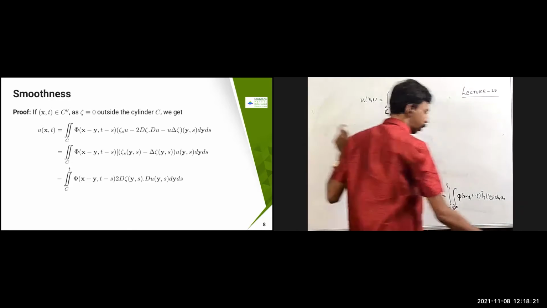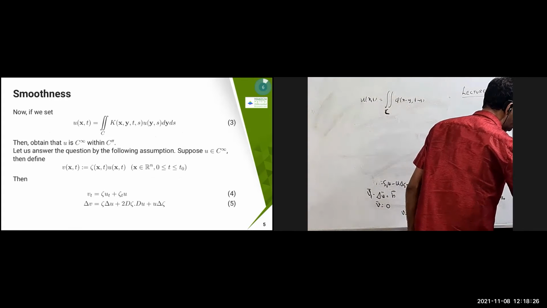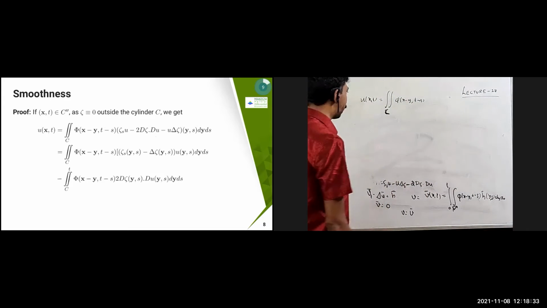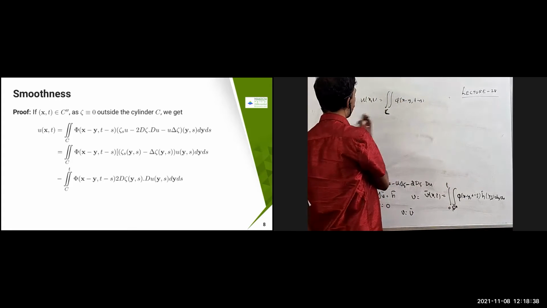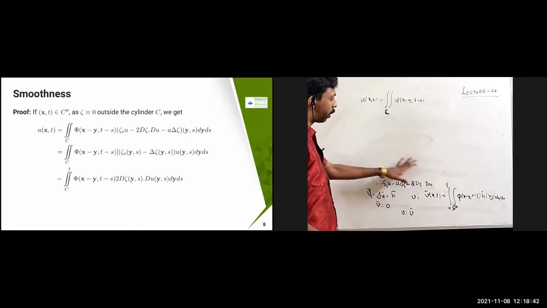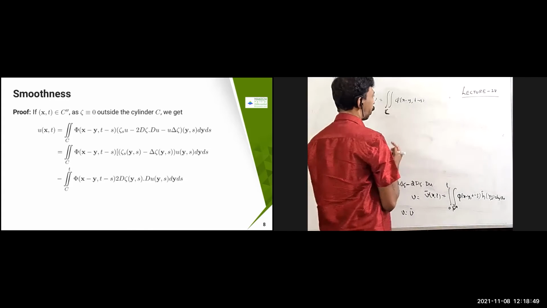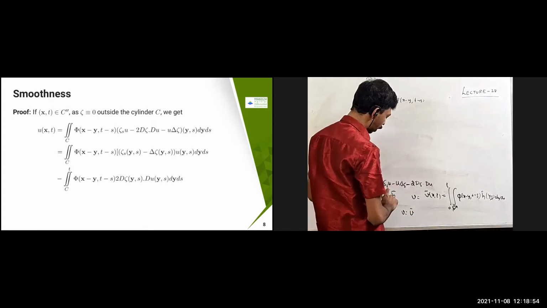I'm just writing this one, this u of x comma t I have defined. So that is what this k of x comma y comma t comma s is, right? That I'm going to define using this one. So u of x comma y comma t comma s is going to satisfy this kach bar, because v of x comma t and u of x comma t are going to be the same inside the cylinder. Okay, because psi is involved, so it is going to be that. So this is going to become pi of x minus y comma t minus s into kach bar of y comma s. What is kach bar? Kach bar is this one.